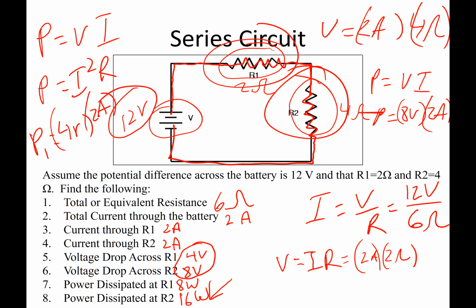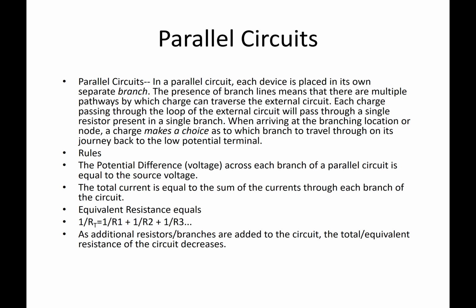All right, let's move on to the next type of circuit, and these are parallel circuits. In a parallel circuit, each device is placed in a separate branch. What this means is there's going to be multiple loops, multiple pathways that the current can go through. There are some rules that apply to parallel circuits that are important. The potential difference or voltage drop across each branch of a parallel circuit is equal to the source voltage, or the potential difference across the battery. The total current is equal to the sum of the currents through each branch of the circuit.